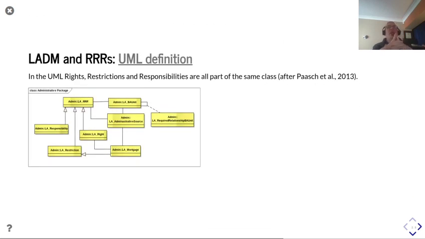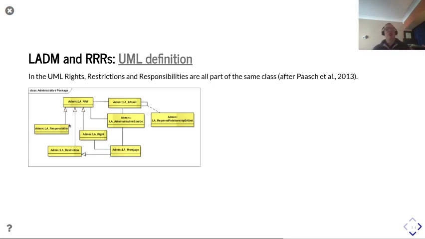Now let's look at this from the point of view of the Unified Modelling Language. In the UML, rights, restrictions and responsibilities were all part of the same class. So here we are: RRR, rights, responsibilities and restrictions. There's no relationship between rights, responsibilities and restrictions articulated within the UML itself.